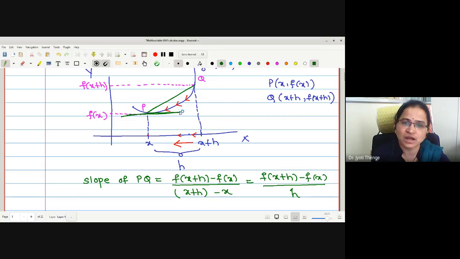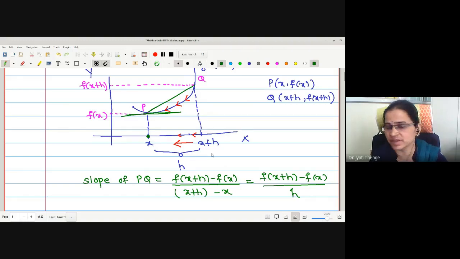This becomes a tangent. Therefore, what does this increment ratio give us for limit h tends to 0? Instead of the slope of a chord, this is the slope of a tangent. Good. Therefore, this is the slope of the tangent at which point? At point x. Slope of the tangent at point x.